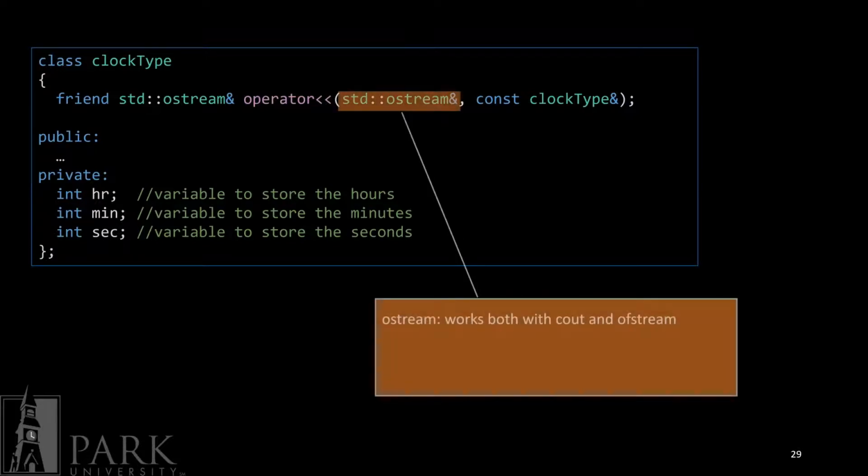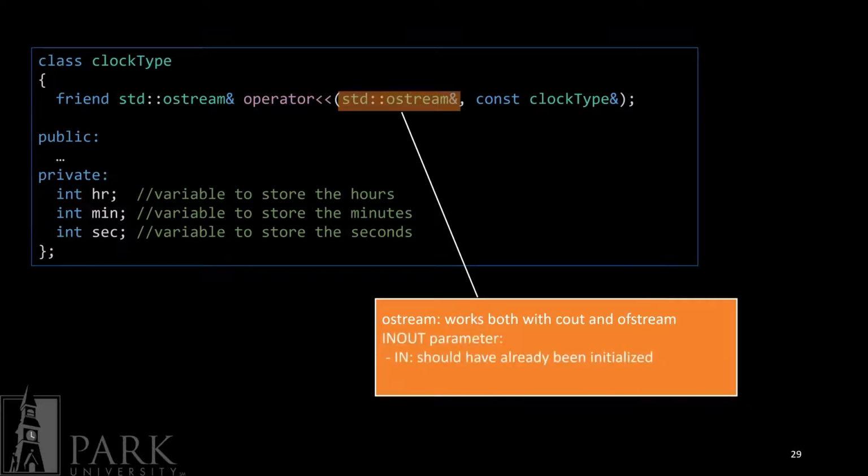Here is its declaration as a friend. The first parameter is ostream type, so it can work with both cout and any output file type objects. We pass this parameter by reference instead of a const reference because it's an in-out type parameter. As an input, it should have been initialized to a valid ostream object when this function is called. And by the end of this function, the ostream parameter will have been modified after we output data to it.